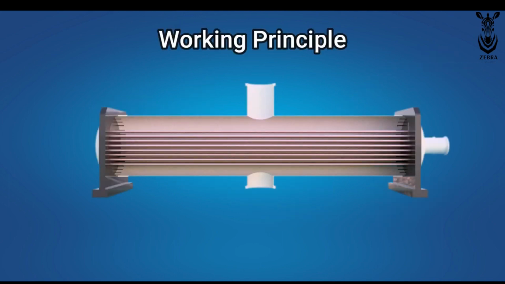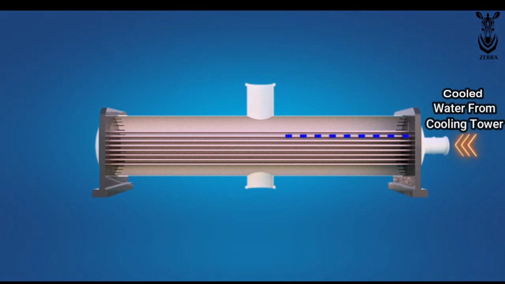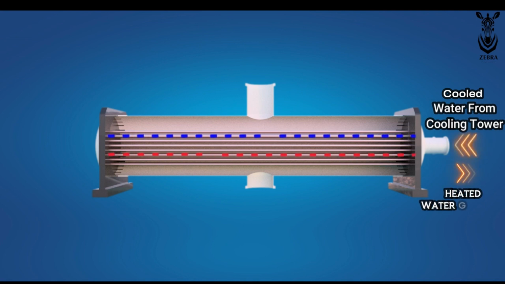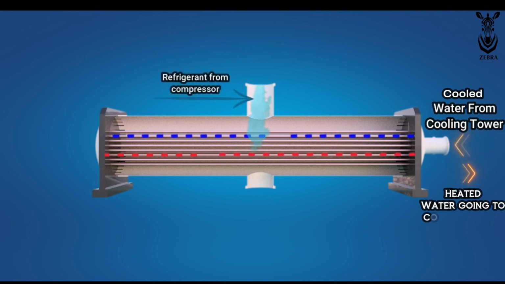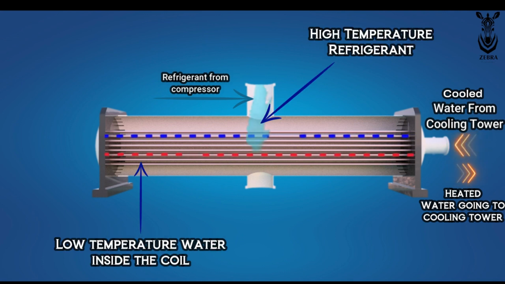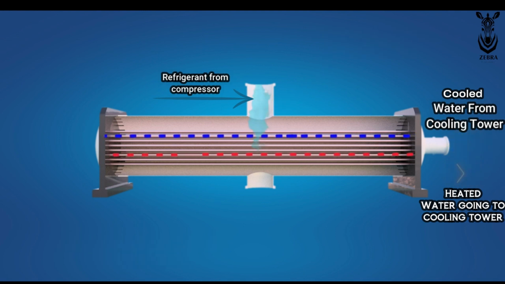Now let's see how it works. Water from the cooling tower enters the condenser and travels throughout the coil. The refrigerant coming from the compressor enters the condenser at high temperature and in vapor state. The refrigerant is at a higher temperature, and the water inside the coil is at a lower temperature. When the refrigerant falls on the coil, according to the law of thermodynamics, the heat in the refrigerant goes to the water in the coil.